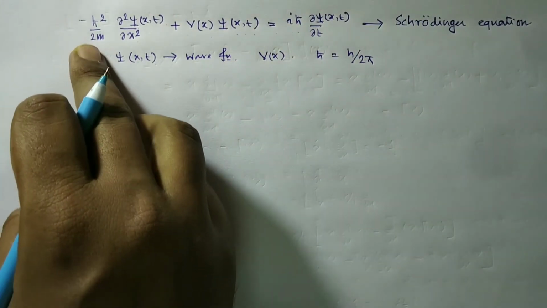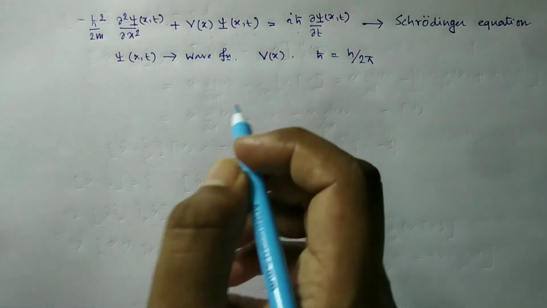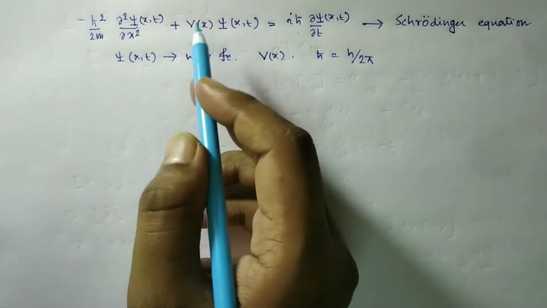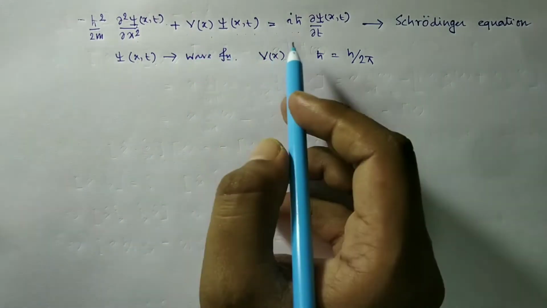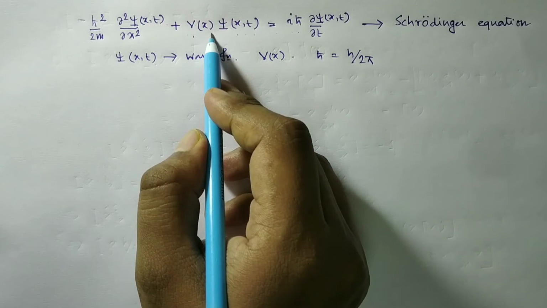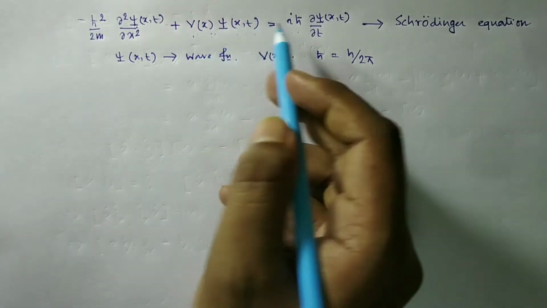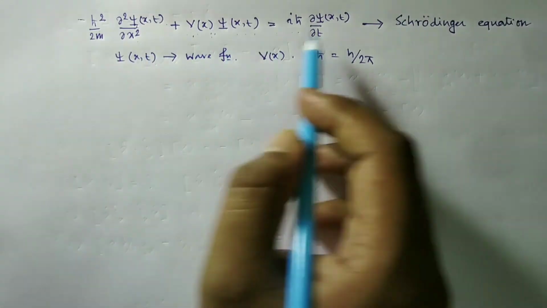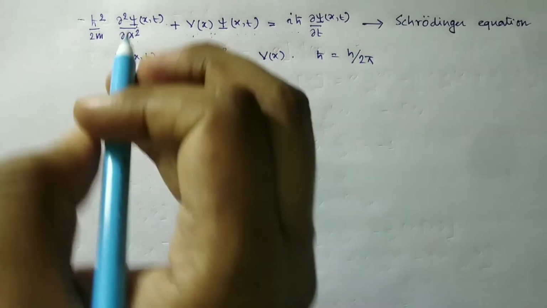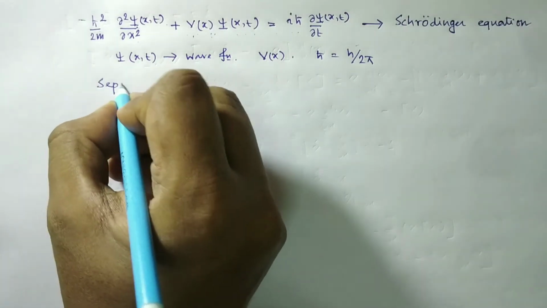This differential equation is to be solved to obtain the value of Ψ. Here we have assumed that V is only a function of the position coordinate. It is independent of time. And it is a partial differential equation. We shall first use the method which we call the separation of variables technique.